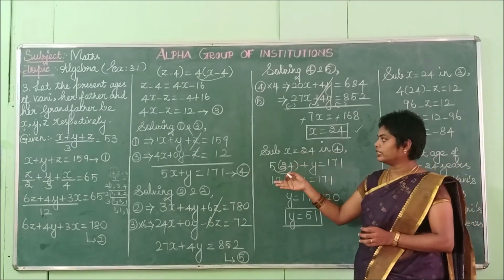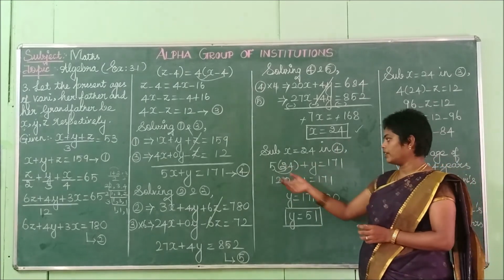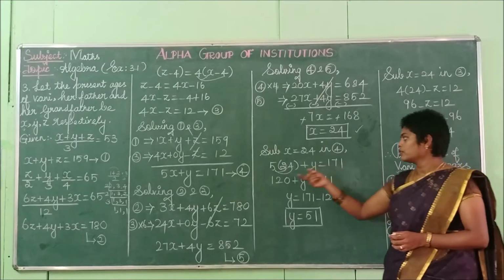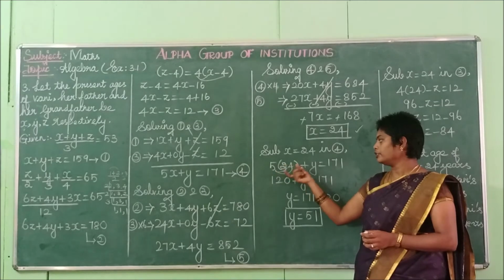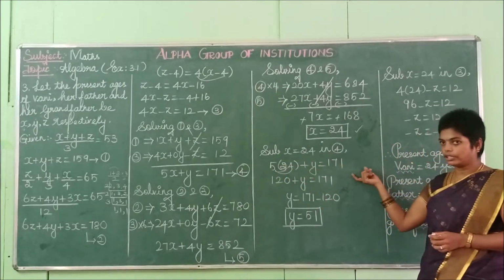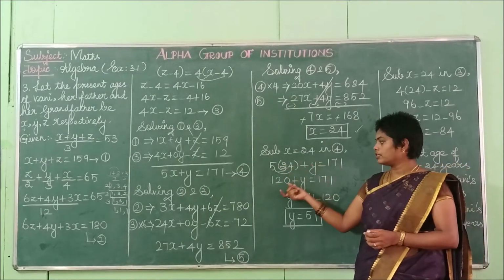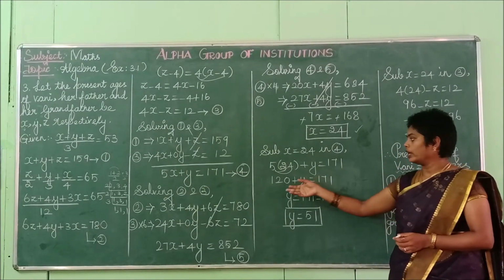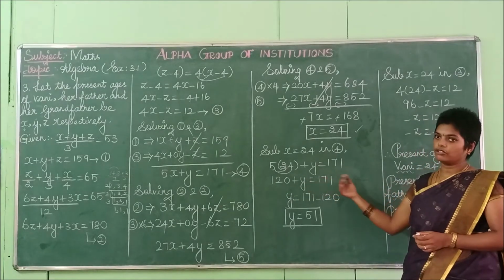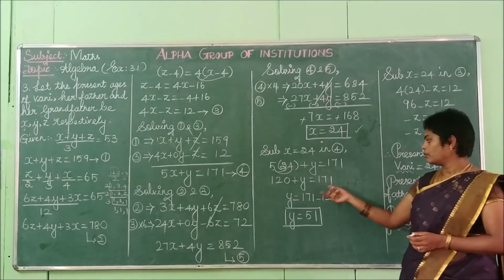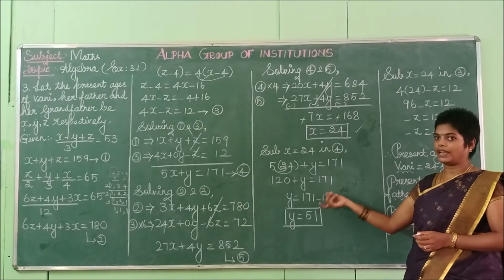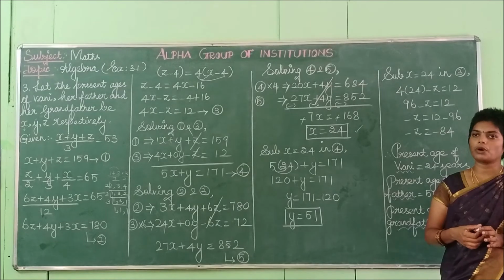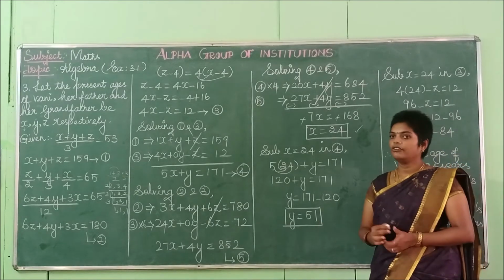Substitute this x value in the fourth equation. So what is the fourth equation? 5x plus y is equal to 171. Substitute the x value: 5 into 24 plus y is equal to 171. 5 into 24 is 120, so 120 plus y is equal to 171. You can take these numbers to the other side, and positive changes into negative. 171 minus 120, subtracting those values you get 51. Who is y? y is Vani's father. So Vani's father's age is 51.